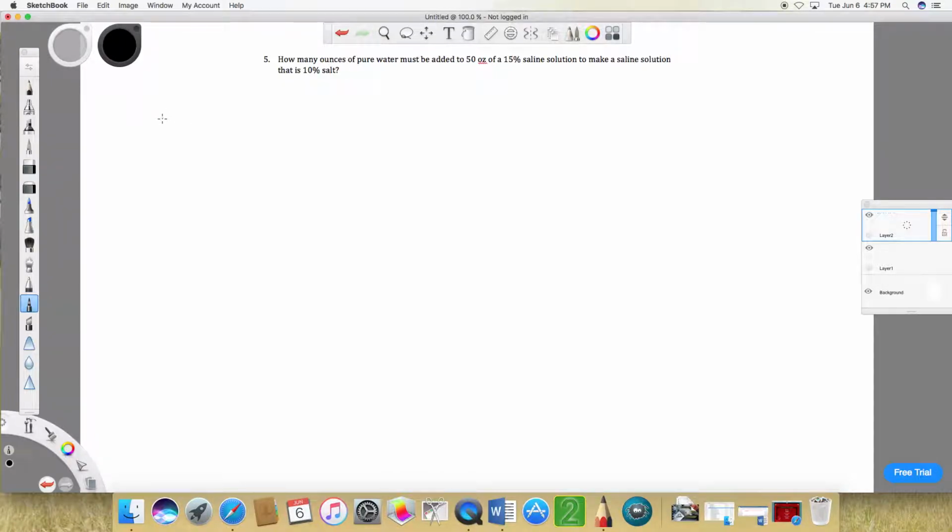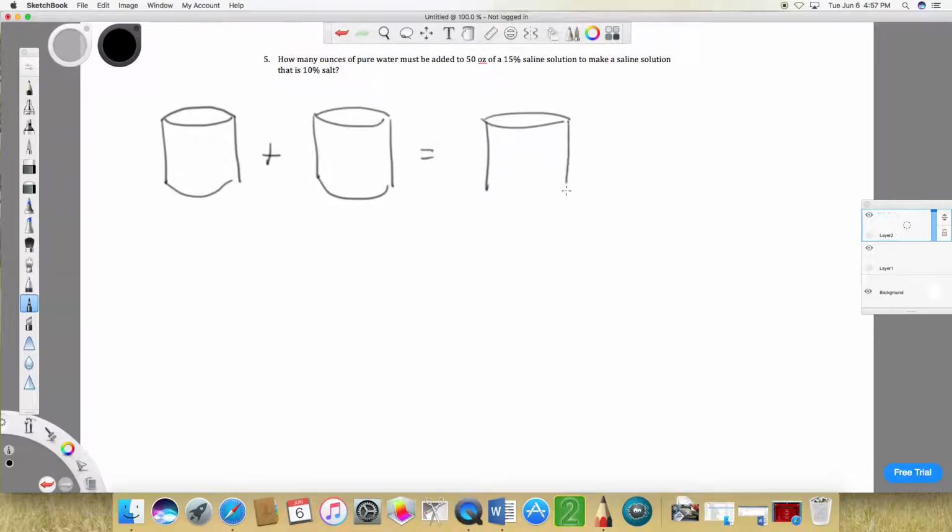How many ounces of pure water? So water is being used to dilute this 15% solution down to a 10% solution. So we've got water. We're measuring saline, so there's no saline in pure water. How many ounces of pure water? That's going to be my variable x.